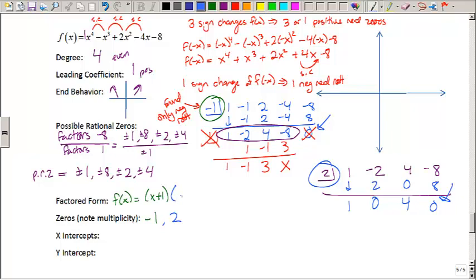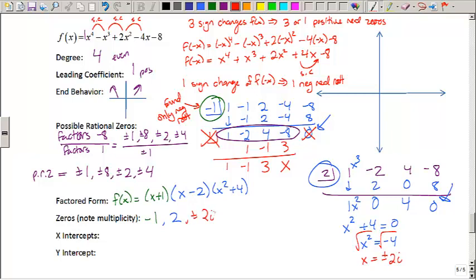If 2 is a 0, that means x minus 2 is a factor. And now I went from x cubed down to x squared. So my remaining polynomial is x squared plus 4. In order to find that 0, I set it equal to 0. I can't factor it, so I'm just going to leave x squared plus 4. But I can solve using the square root method, so I'm getting x is plus or minus 2i.